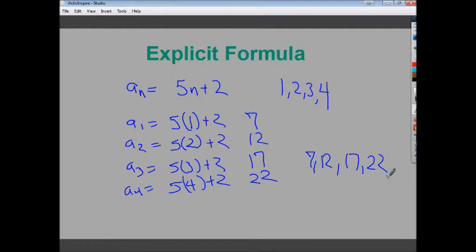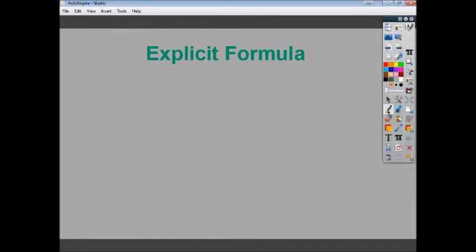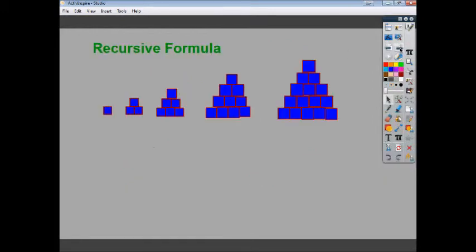Now, sometimes you don't get a nice explicit formula. You get the recursive formula. A recursive formula is a formula where you base information off a term that you already know, or really the term before the term that you're working on.